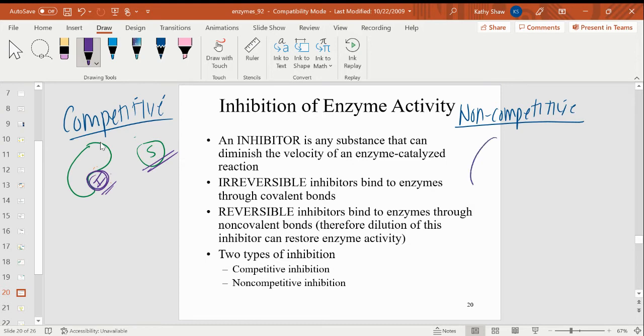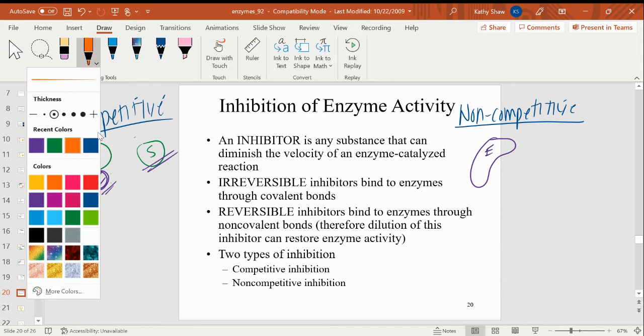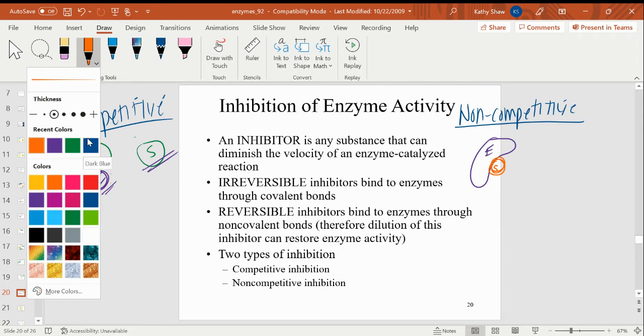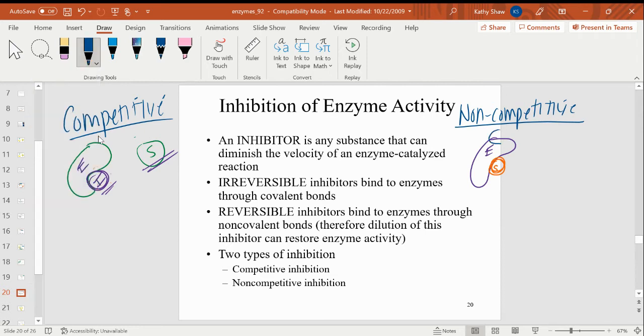Or in a non-competitive manner, I still have my enzyme. I have my binding site and I let my substrate bind to it. It's all good. It's there. It bound to it. But I can have an inhibitor bind somewhere else on the enzyme and still inhibit. So that's my non-competitive inhibition. The substrate has its binding site.